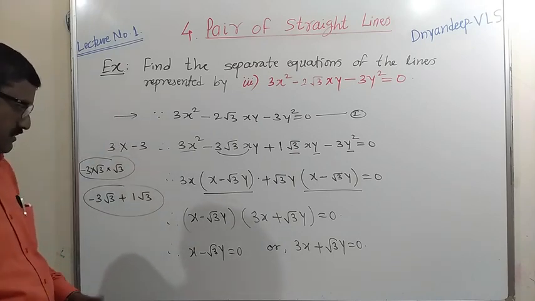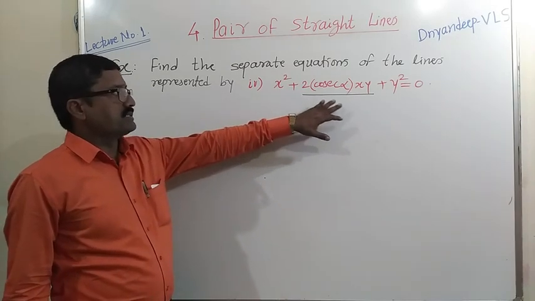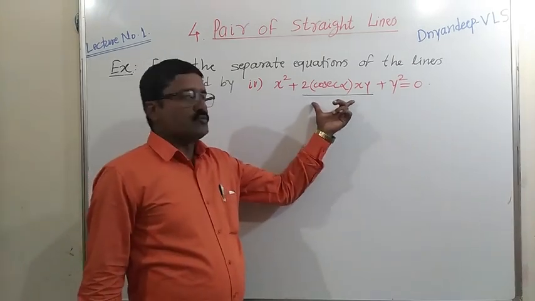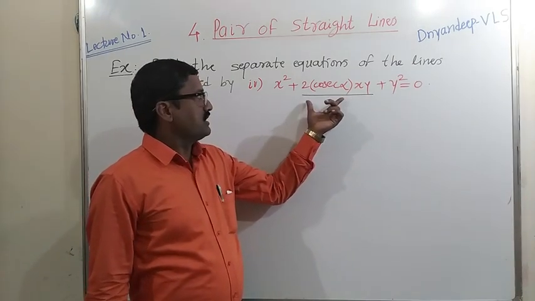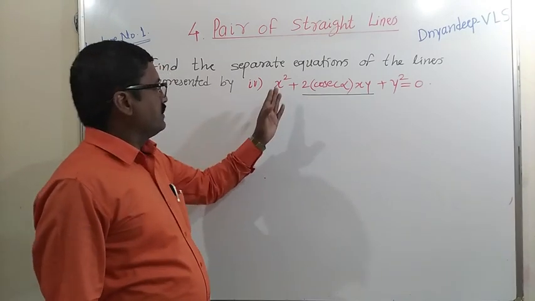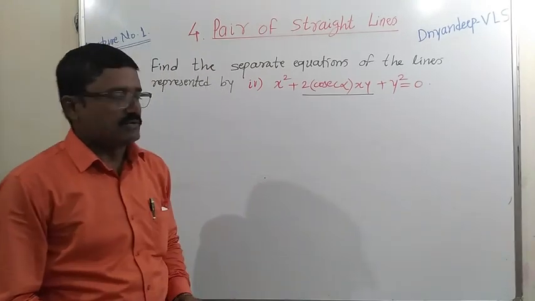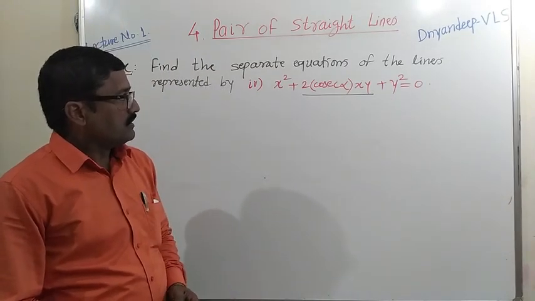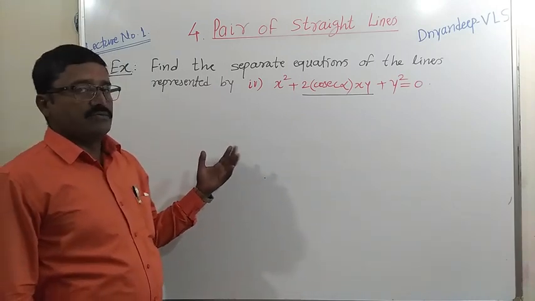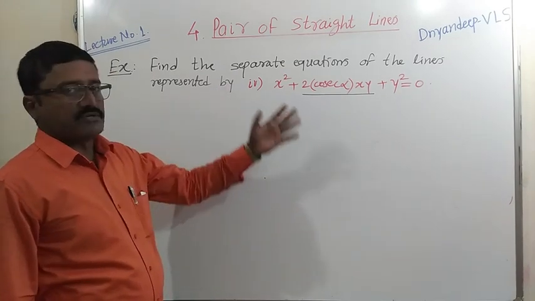separate lines. Now if we see the next example, x² + 2cosec α xy + y² = 0, then here the middle term is 2 cosec α xy. This term cannot be easily separated, so that we get the sum as this and the product as x²y². So in the next part we will learn the remaining two theorems and one important article, the auxiliary equation of the combined equation of the lines.